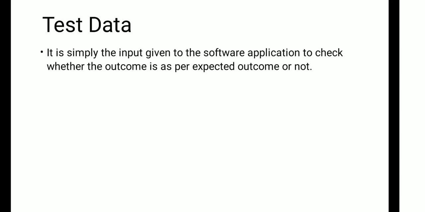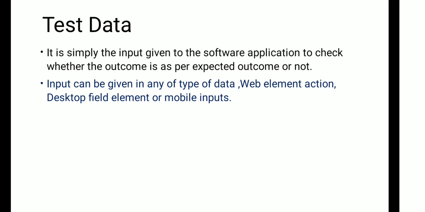So coming on to test data, it is simply the input given to the software application to check whether the outcome is as per expected outcome or not. Input can be given in any type of data: web element action, desktop field element, or mobile inputs. So it can be a text field. So a text field needs a string or any type of variable. But in certain elements, like a checkbox, it is true or false. So these are considered as per the action required.